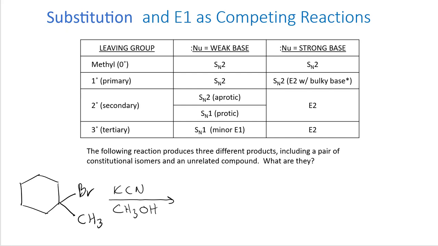And let's think first about substitution. That's probably the easier one to think about because we simply are replacing our leaving group with our nucleophile. Our starting material is achiral, so we don't have to worry about stereochemistry. And of course, since it's tertiary, this is going to be an SN1 reaction. Cyanide, in addition to being a nucleophile, of course, can be weakly basic.